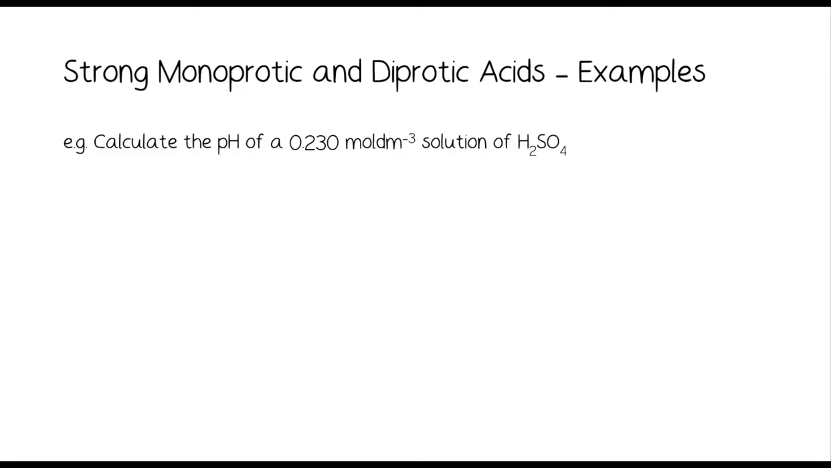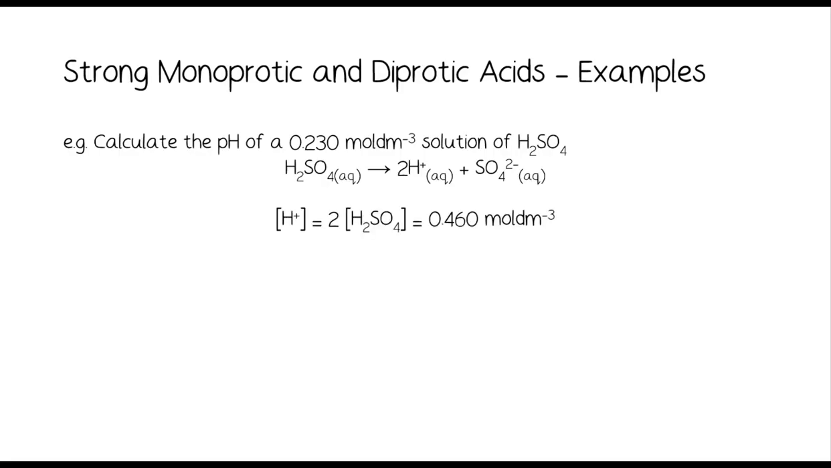Okay, so as always, we write out the equation of the dissociation of this acid. So we've got H2SO4 going to 2H+ and SO4 2-. You can see that there's a 2-to-1 ratio of H+ to acid. Therefore, the concentration of H+ is 2 times that of the acid. That gives us 0.46 mol per dm³. Then you can stick that into the pH equation and you get a pH of 0.33.